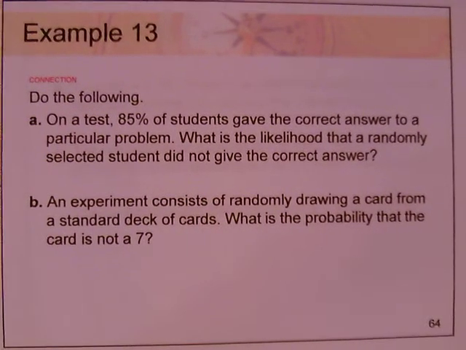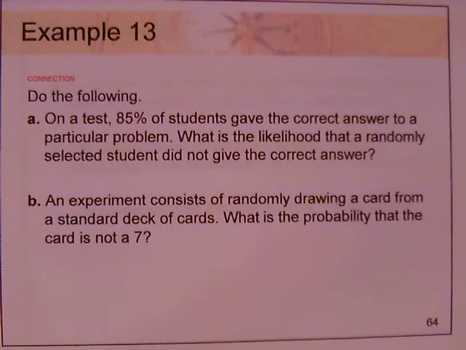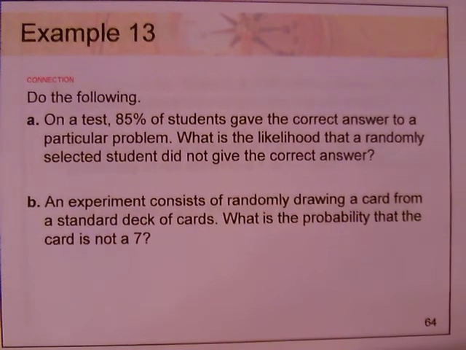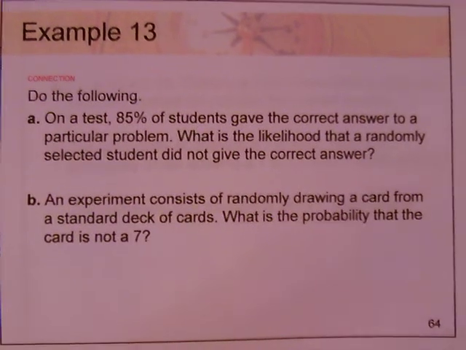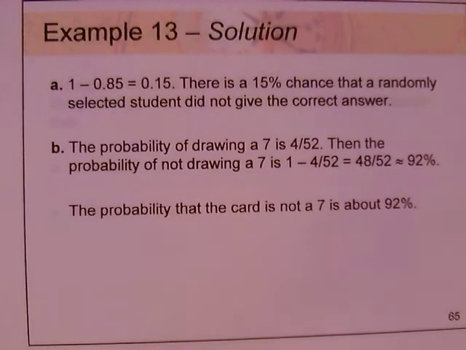Take a look at this example. In part A, on a test, 85% of students gave the correct answer to a particular problem. What is the likelihood that a randomly selected student did not give the correct answer? Let me go to the next slide and show you the answer. That's simple: we just do 1 minus 0.85, which is 0.15. That means there is a 15% chance that a randomly selected student did not give the correct answer.